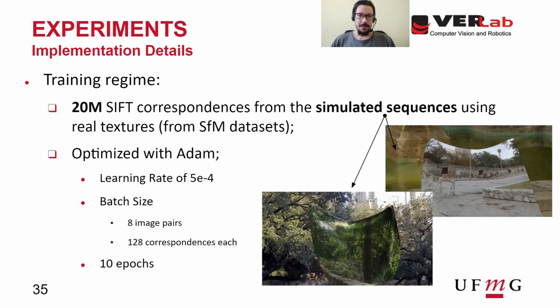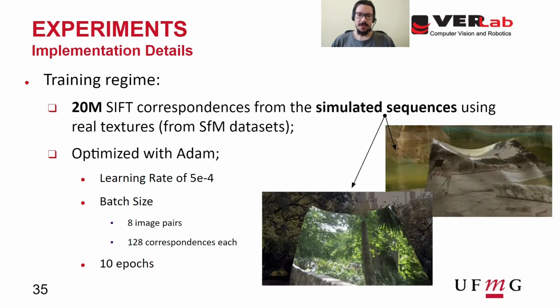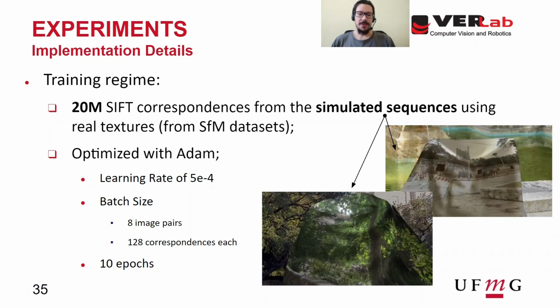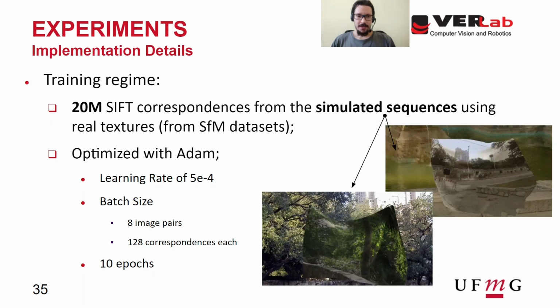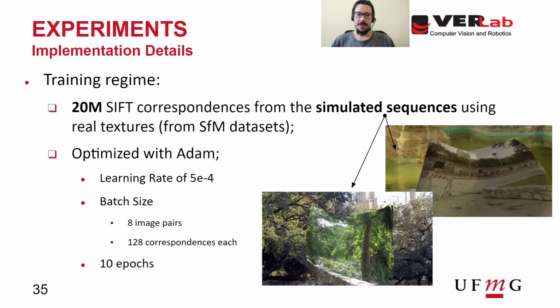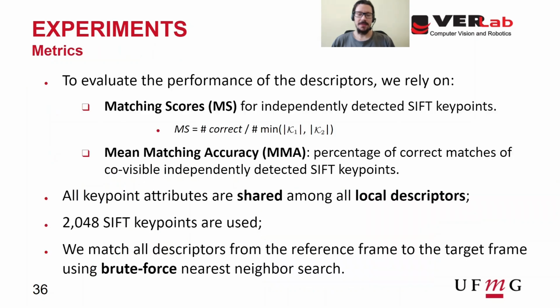The textures from the simulation are real images obtained from large-scale structure from motion datasets. We trained the network for 10 epochs, using a batch size of 8 image pairs, each pair containing up to 128 correspondences. We use the matching score as the primary metric to evaluate the descriptors. The matching score is given by the number of correct matches divided by the minimum number of detected key points between the reference and target frame.